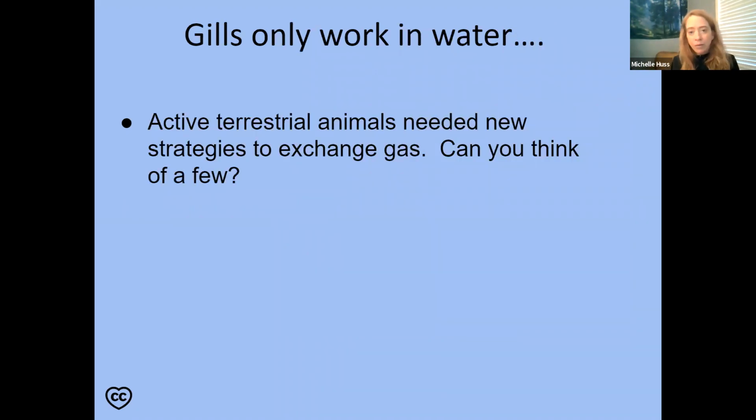Gills only work in water though. As soon as you dry them out, they don't work anymore. So terrestrial animals, we're still talking about vertebrates, you've got a backbone. Terrestrial animals needed new strategies. Okay. New strategies. I bet you can think about the new strategy. One of the new strategies, right? You have them. So respiratory systems, you have them.